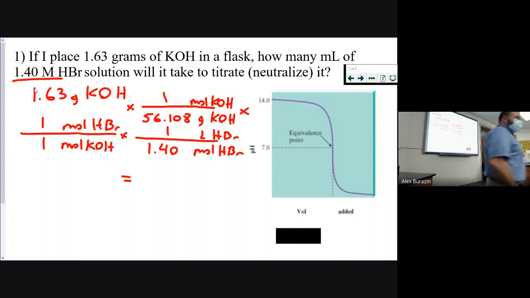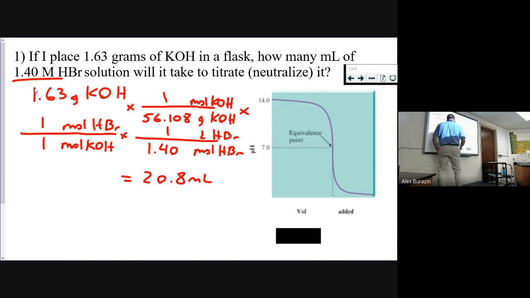What do you get for a final answer? 20.8 milliliters? Yeah. So your calculator must have said 0.0208 when you solve for liters? Yeah. 7.5. Oh, sure. That's cool. 36 sig figs, right? The way to go. Yep. And that's it. That's what we're up to today.